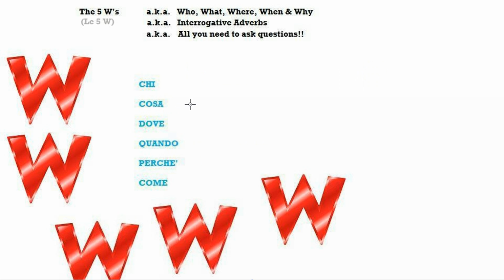Okay, cosa, this is what. Dove is where. Quando is when. Perché is why. And come is how. Careful at perché, because in English you have the word why to ask a question, and then you reply with because something. So you use because when you want to make the statement explaining why. But both why and because can be translated with perché. So I'll give you an example.